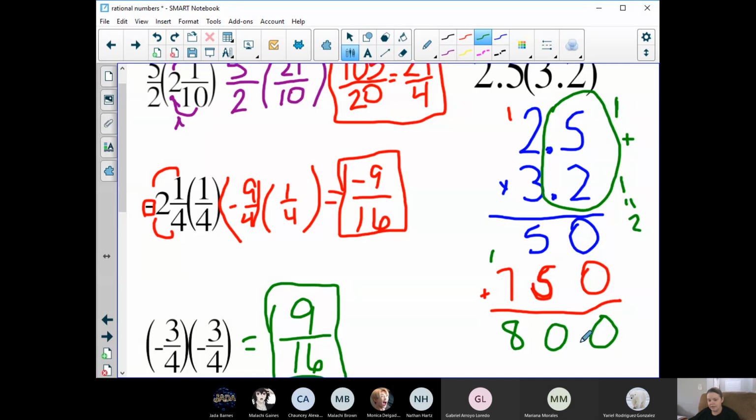So here is 1 number behind the decimal, 2 numbers behind the decimal, and my decimal goes right here. So 1, 2 behind the decimal. Any questions about that? No. Okay. So 2.5 times 3.2 is 8. Okay. So we have 8 to the left of the decimal and 2 zeros to the right. So my answer is 8. All right.